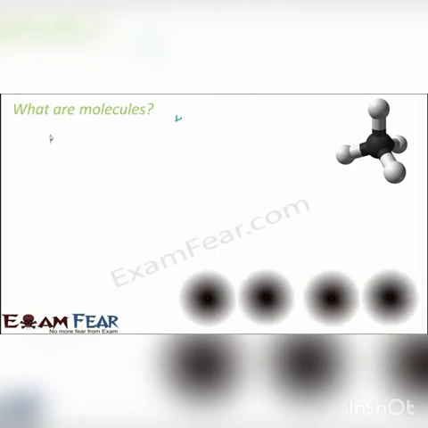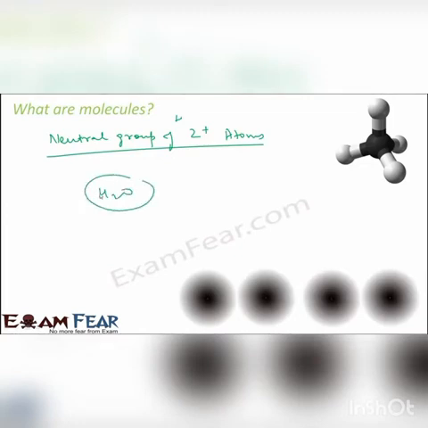There is no charge. So the definition will be: neutral group of two or more atoms. That is called molecule. For example, H2O, the water we drink, is H2O. It has 2 hydrogen and 1 oxygen atom. 1 oxygen and 2 hydrogen. Actually, it will be something like this based on the size. Right? This is oxygen, this is hydrogen, and this is hydrogen.